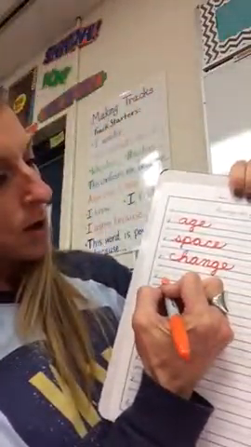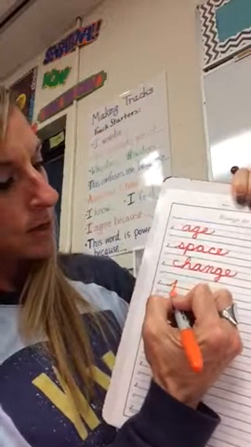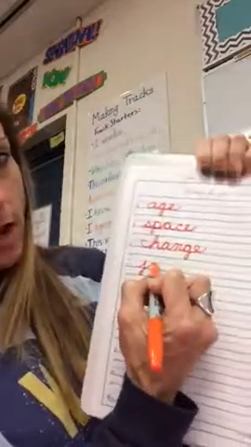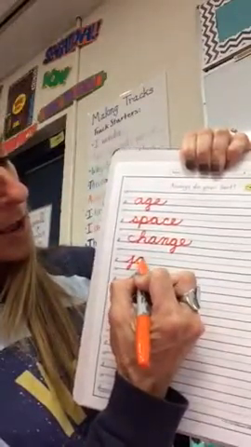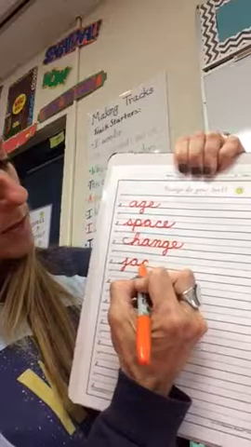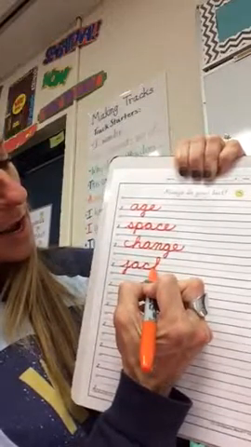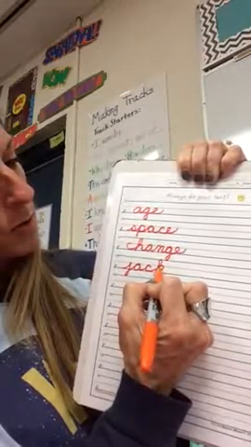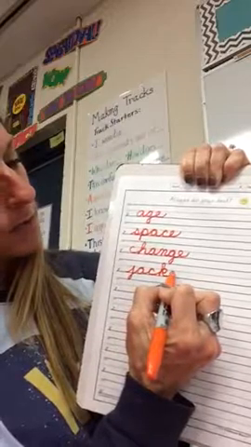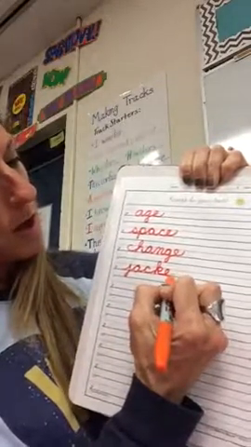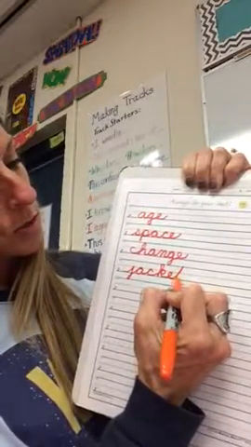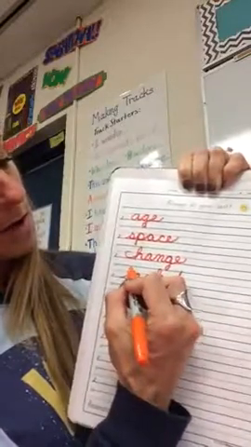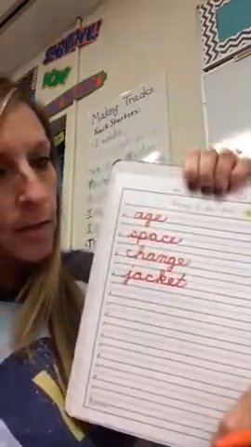Next, let's do jacket. So up and back down and loop it forward, back up and over for the A, back up and over for the C, up and around like an L, halfway back up, loop it around, kick a leg out for the E, halfway up, all the way up for the T, and trace it straight back down and kick a leg out. Okay, there we have jacket.